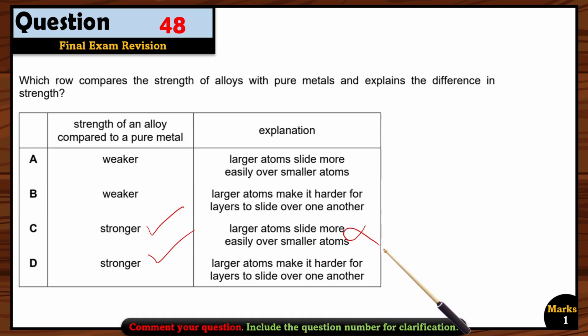No, that's not right. When there are two different types of atoms and the atom sizes are different, then it is very difficult for the layers to slide over each other. So the layers cannot easily slide over each other. That's why alloys are harder and stronger than their pure metals. So larger atoms make it harder for the layers to slide over one another. That's why this option is the right option, option D.